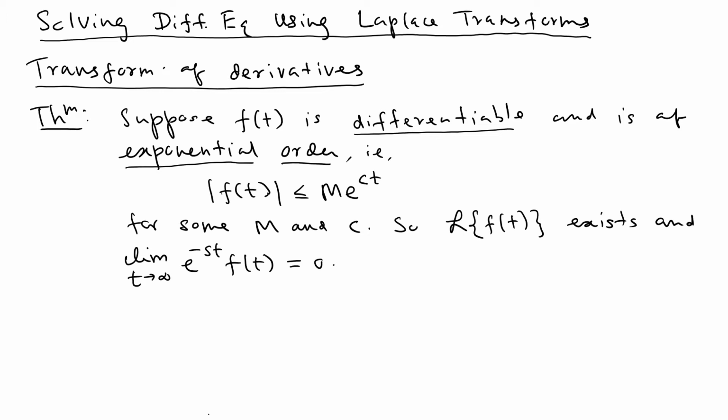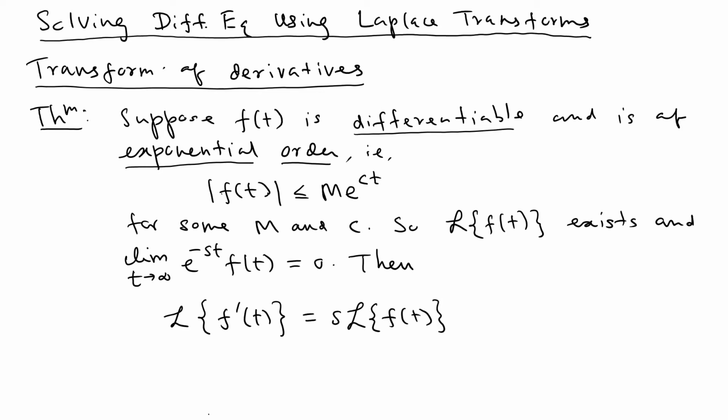Now what happens in this case? Then we can prove that the Laplace transform of the derivative f prime is simply s times the Laplace transform of the original function, and then minus f(0).